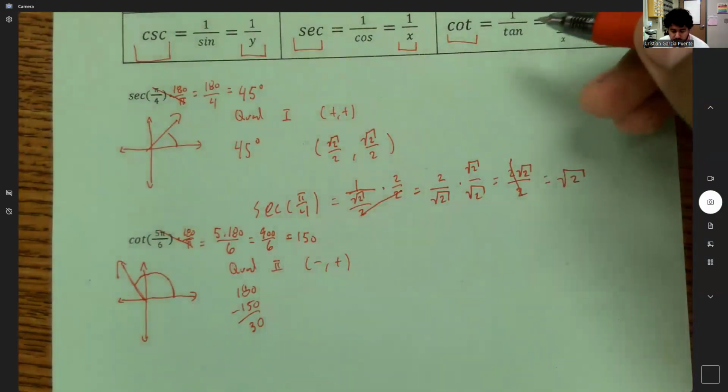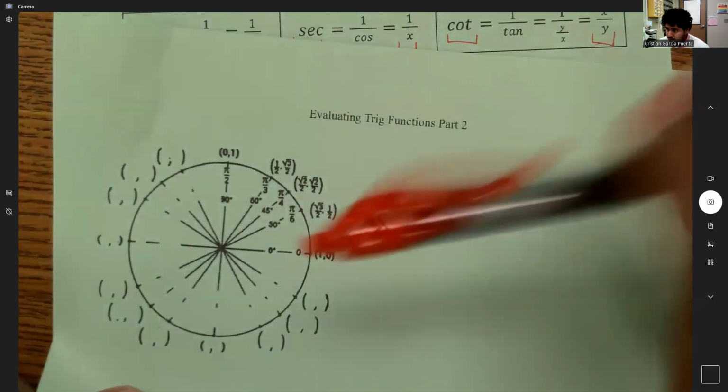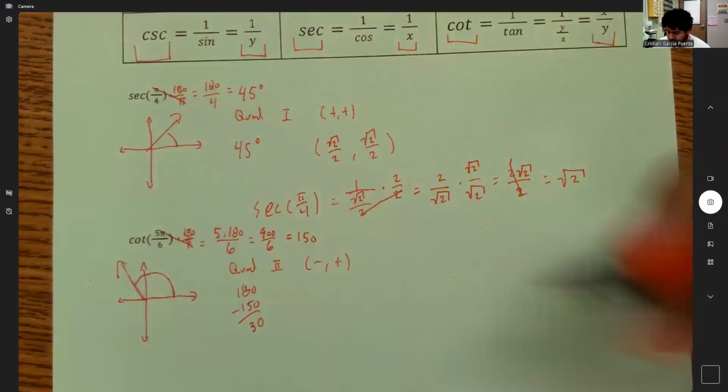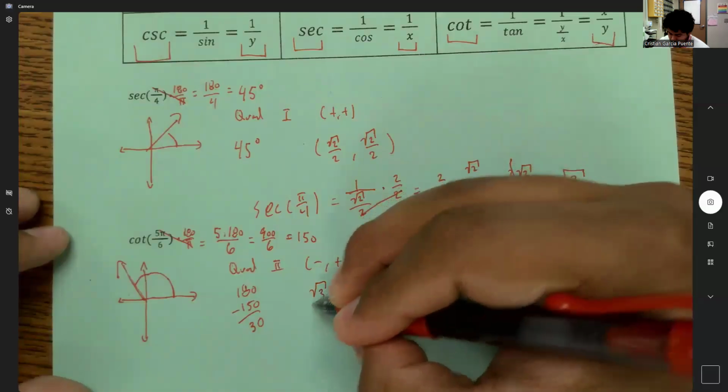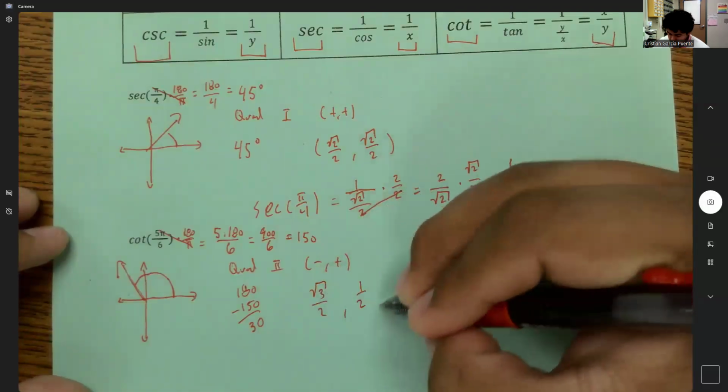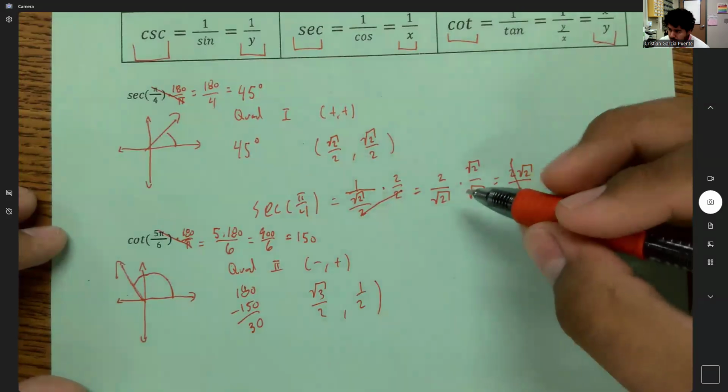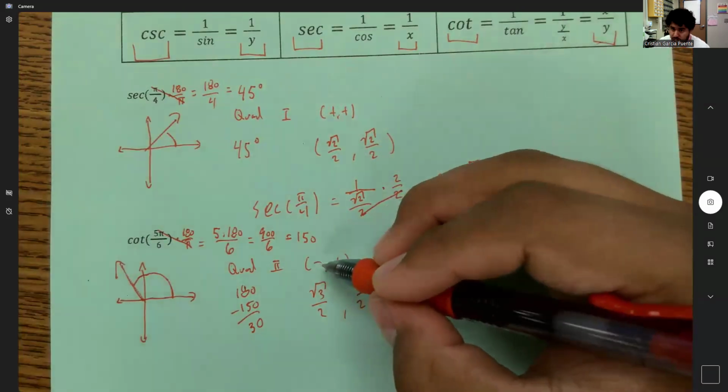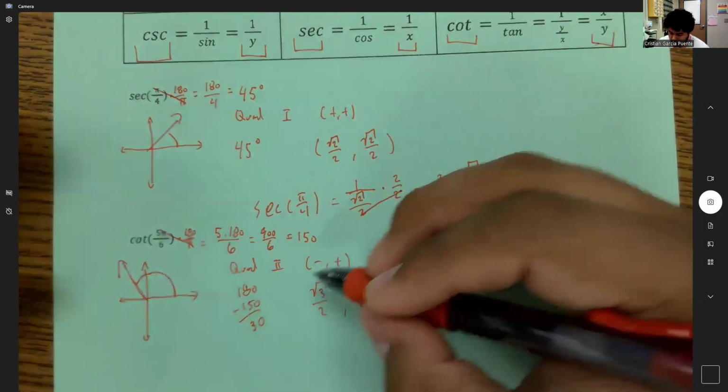So we're going to look at our chart for 30 degrees. Right here, 30 degrees, it's root 3 over 2 and 1/2. So we're just going to write that down: root 3 over 2, 1/2. Now, the only thing that's going to change is the first one, because we have a minus on the front. So that's going to change to a negative.